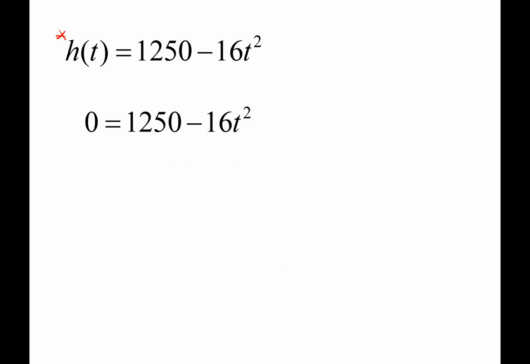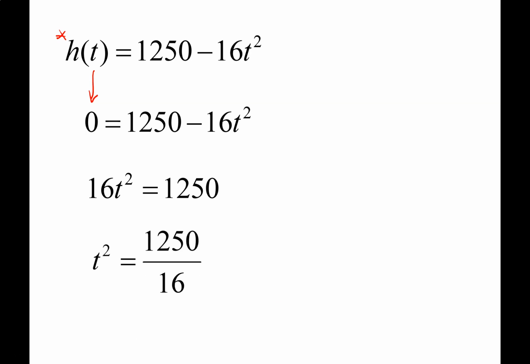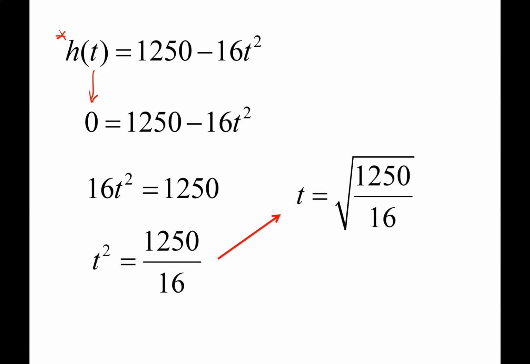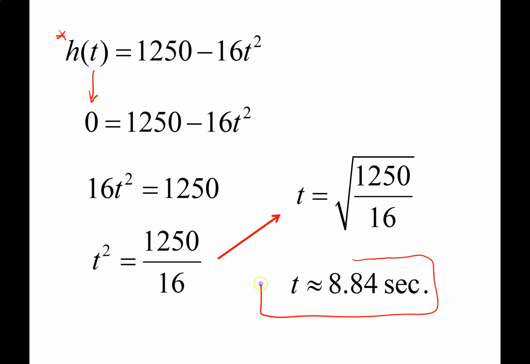So I'm going to set the height off the ground, or the position, equal to 0. Move the 1250 over, divide by 16, square root both sides. I'm going to approximate it out to 2 decimals. However, on your AP Calculus test, please use 3, as the graders will also do. So my domain for this function is time 0, when the object is dropped, until approximately 8.84 seconds. That is how long this object is in the air if you drop it off the Empire State Building.